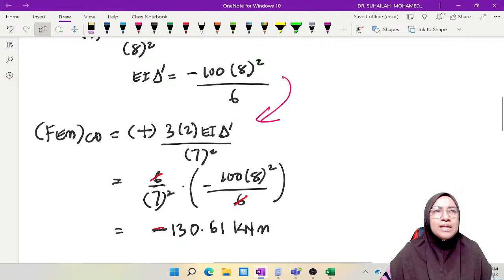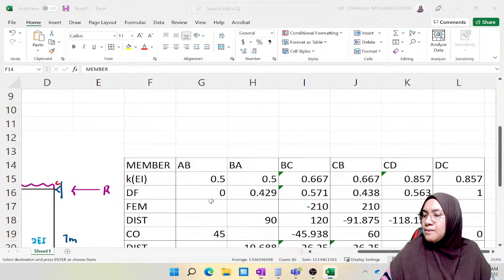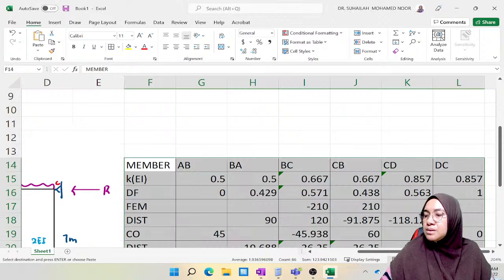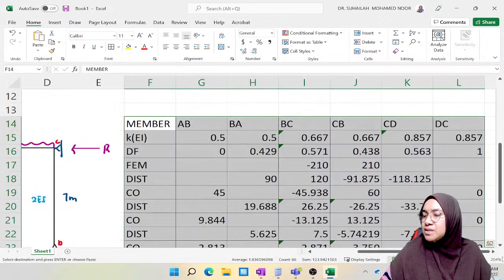we use in table number 2. So I move back to Excel. So this is actually the first table.